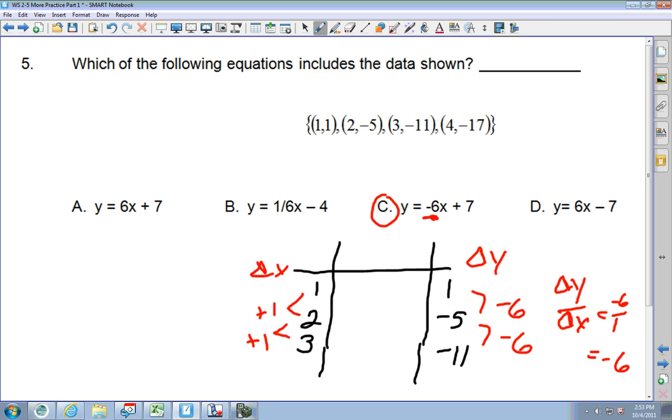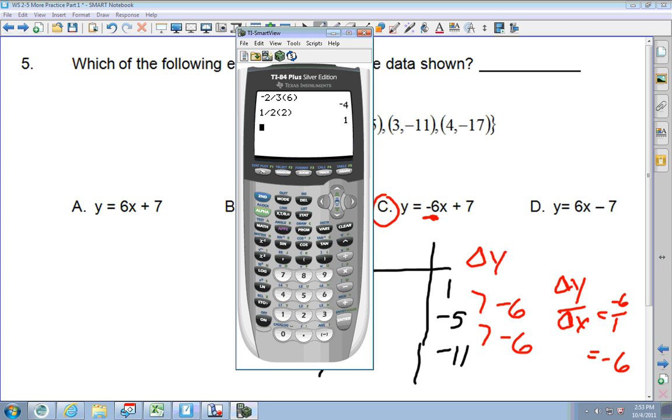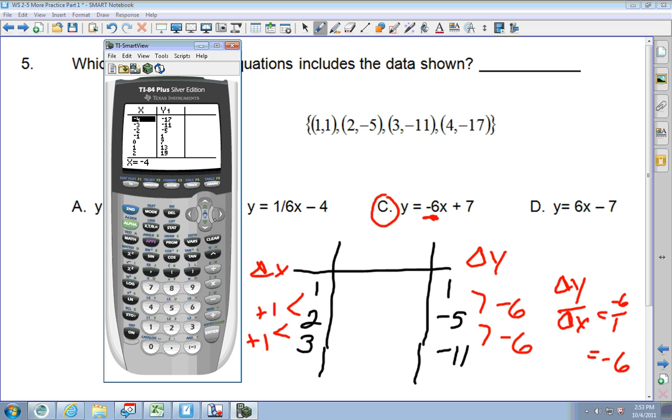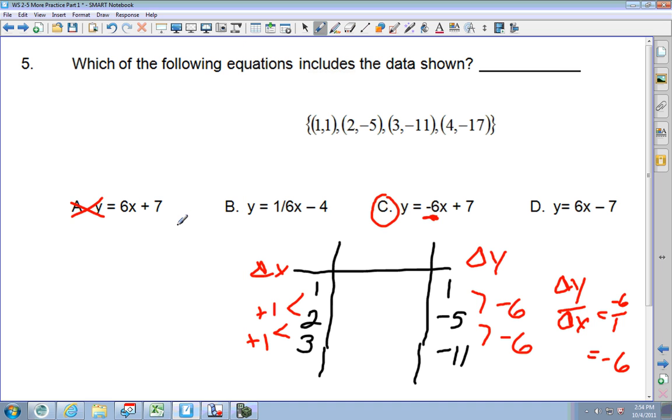But the other way you could do that is to go in the calculator, go to y equals, and type in, say you do 6x plus 7. Let's try the first one. 6x plus 7. Press second graph. Okay, and let's look and see if these points are here. The first point is 1, 1. Well, right here, that says 1 and 13. So if I was doing this, I would cross off A, because that can't be the right answer.